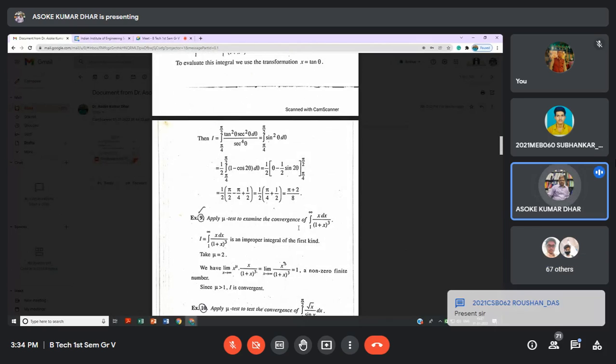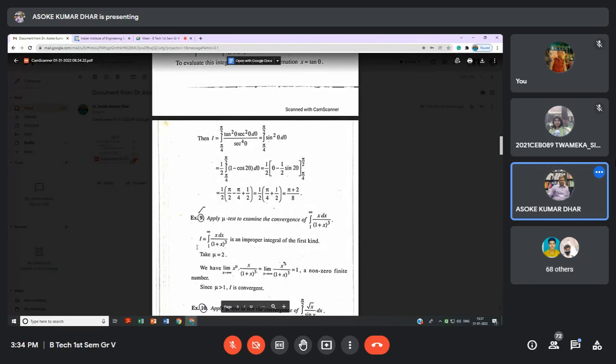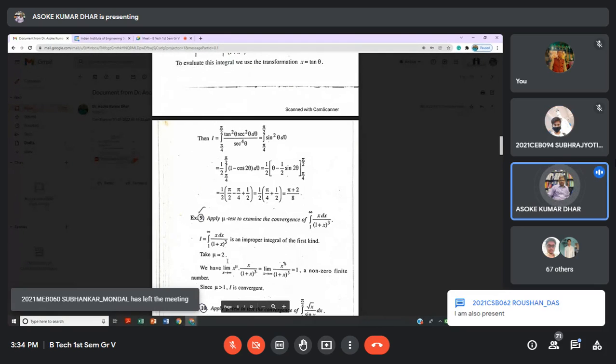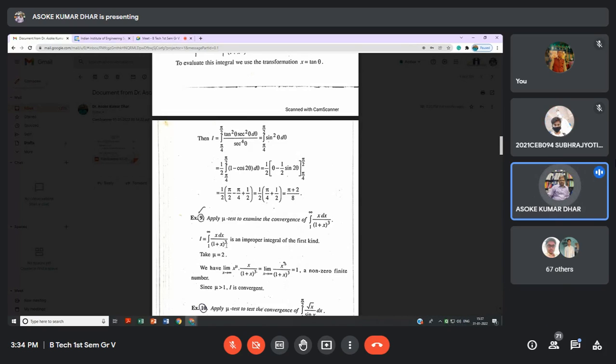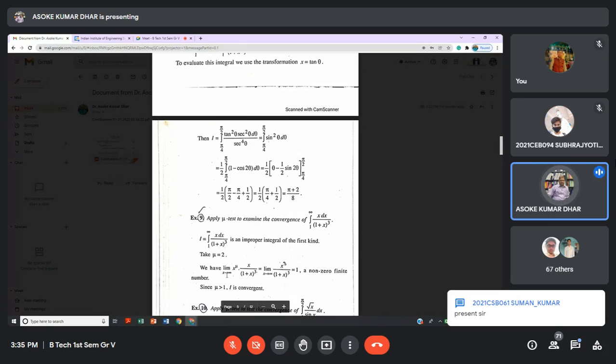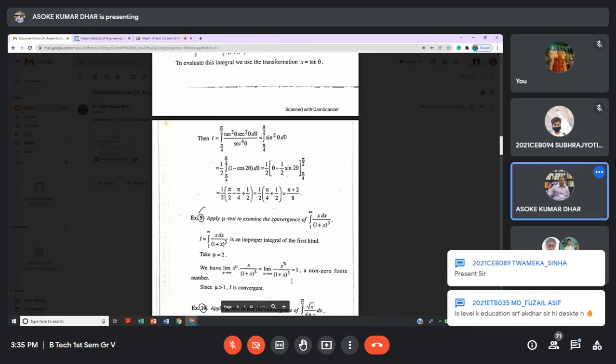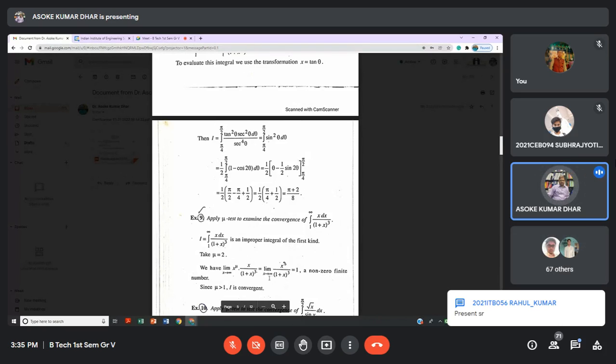Apply the mu test to examine the convergence of this. Here I is equal to this, which is also an improper integral of the first kind. Take mu equal to 2 because here the power of x in the numerator is 1 and that in the denominator is 3, so it will be 3 minus 1 equal to 2. Taking the limit of x to the mu times this as x tends to infinity, dividing by x cubed, it will be 1 by (x plus 1) whole cubed. So it will be 1 as you take the limit x tends to infinity. It is also a non-zero finite number, and since mu is greater than 1, it is convergent.